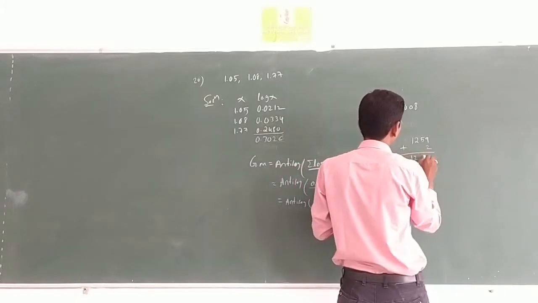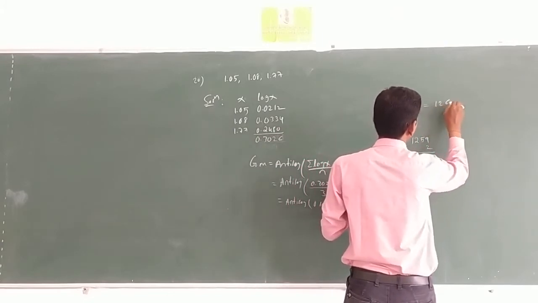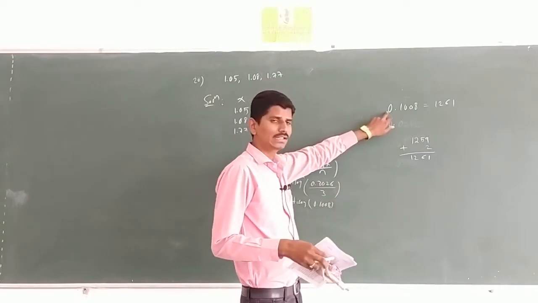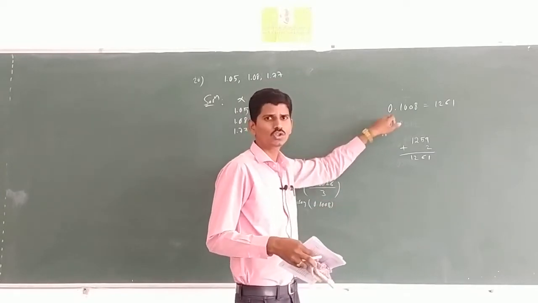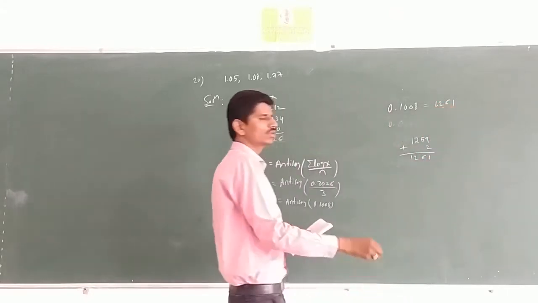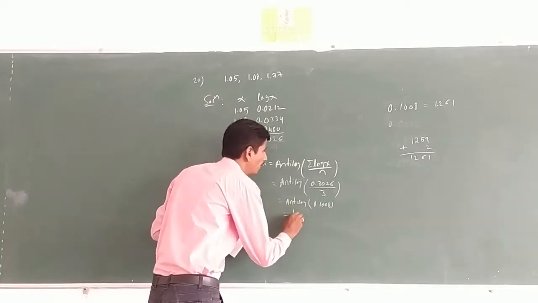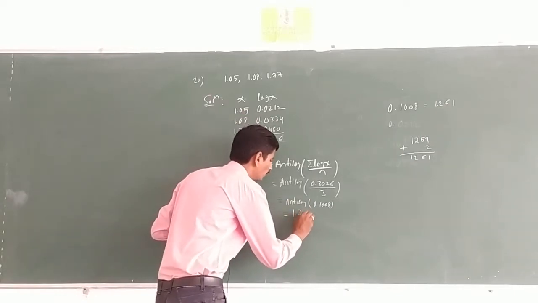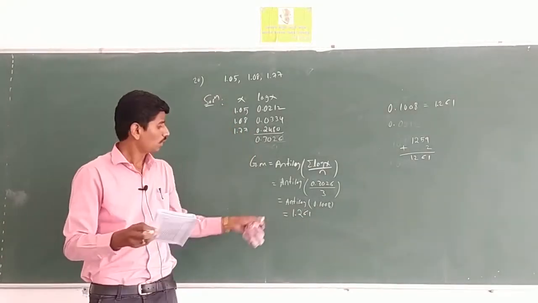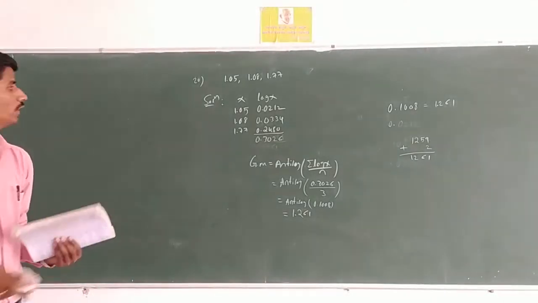Add 2 to 1259, that is 1261. Here in the antilogarithm, character plus 1: the character is 0, 0 plus 1 is 1. Then put the decimal point after the first digit, and you will get 1.261. Antilogarithm of 0.1008 is 1.261.